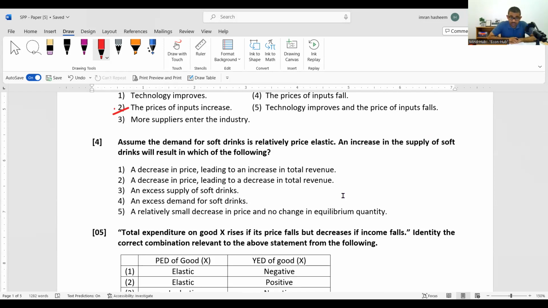Increase in the supply of soft drinks, what will happen? Basically, a decrease in price leading to an increase in total revenue. Now, the demand is relatively elastic. If the demand is elastic, the relationship between a change in price and change in total revenue, or total consumer outlay, is negative. The relationship is negative, right? We have learned these things really well.